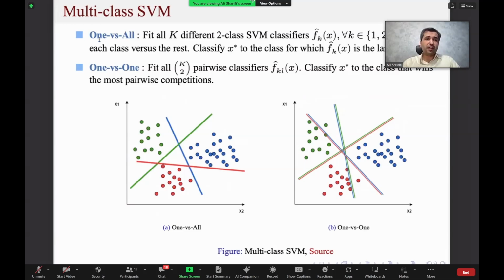For example, whenever we have only two classes, we want to find a binary classification. Or whenever we have multiple classes, we can build three classifiers, for example, three lines where each line only classifies one class versus the other classes, or we can do it one versus one and find all combinations of classifiers for each pair of two classes.